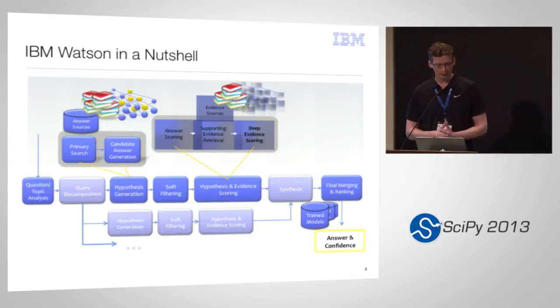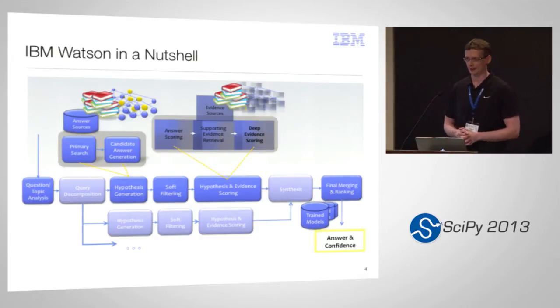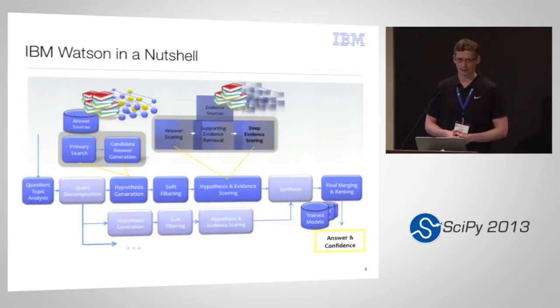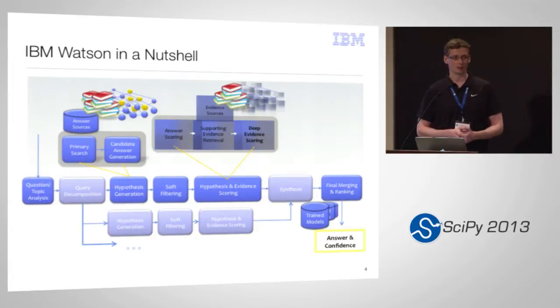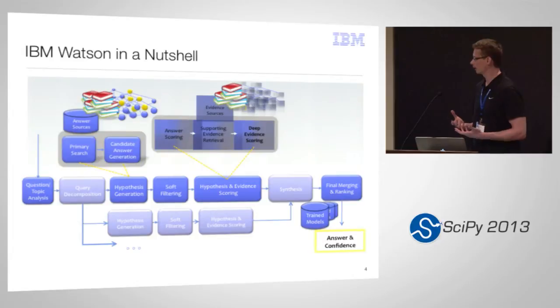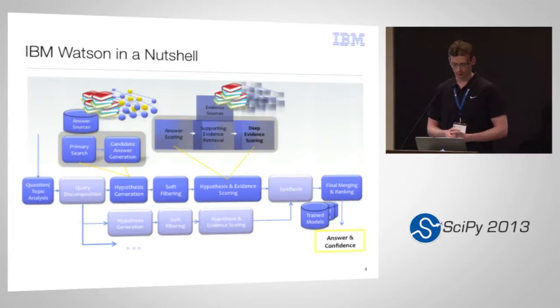Now, in the middle, what happens, a couple of steps. So the first one is the question and topic analysis. One thing that Watson does is try to assign question classes to a question. So if the question is, where is the SciPy conference, then you're looking for a location. If the question is, how many attendees does the conference have, you're looking for a number. Or when is the SciPy conference, then you're looking for a date. So you're trying to assign a class to the question.